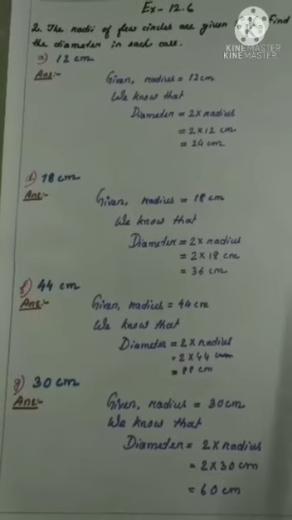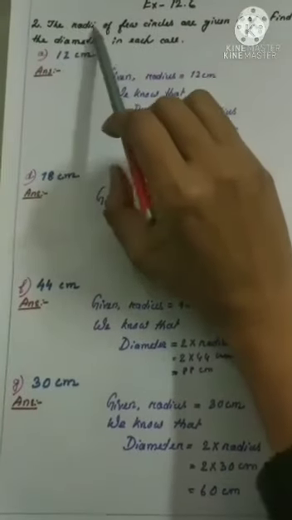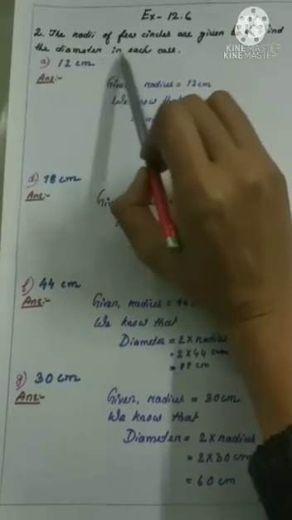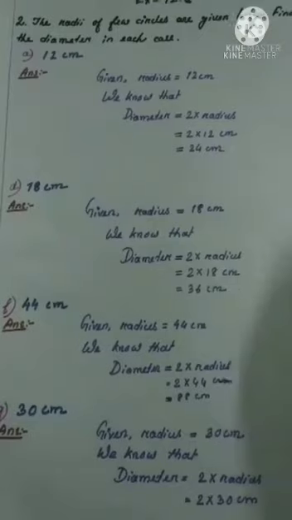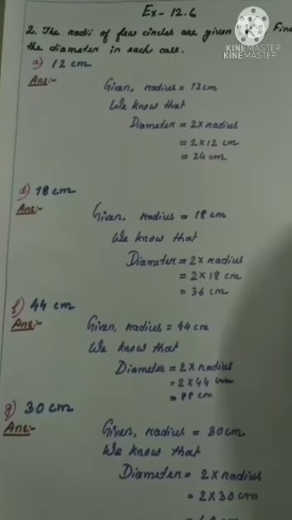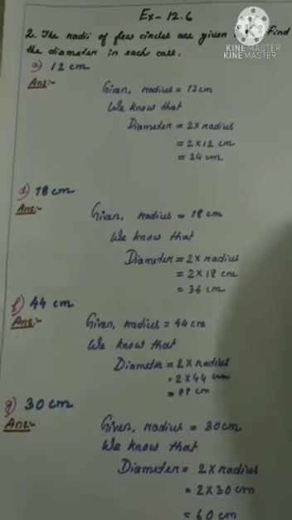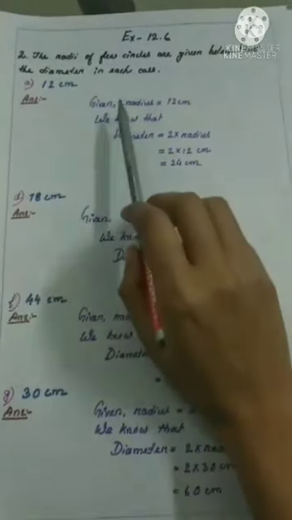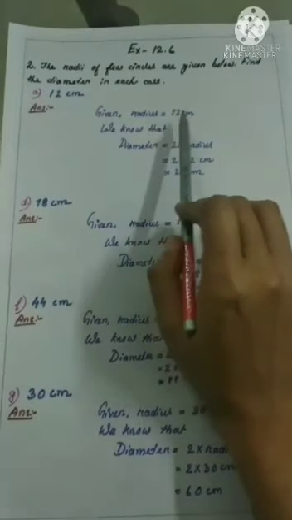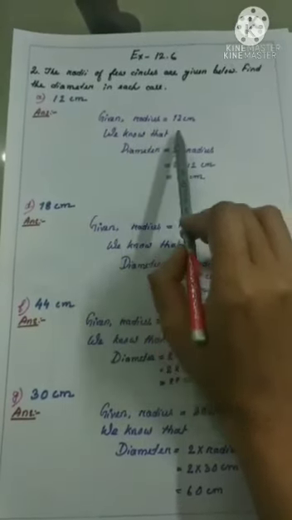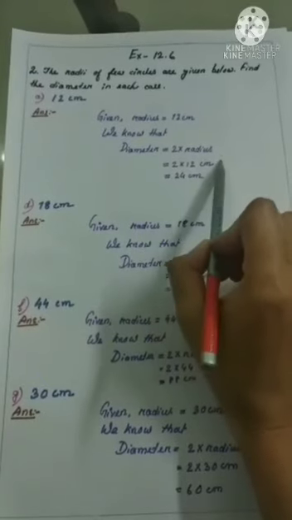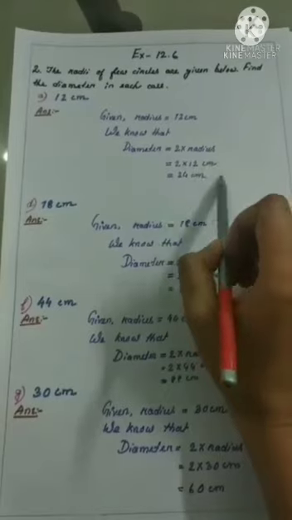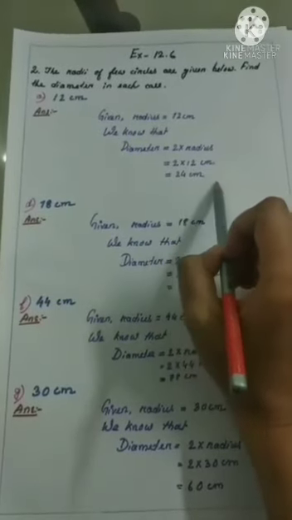Now, let's discuss question number 2. The radii of few circles are given below. Find the diameter in each case. So, students, here radii of few circles are given and we have to find the diameter. Okay. Now, see a number, 12 cm. Given radius is equal to 12 cm. And we know that diameter is equal to 2 into radius. Therefore, 2 into 12 cm will be equal to 24 cm.